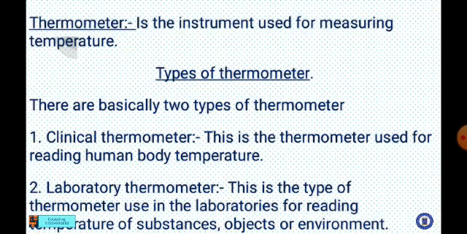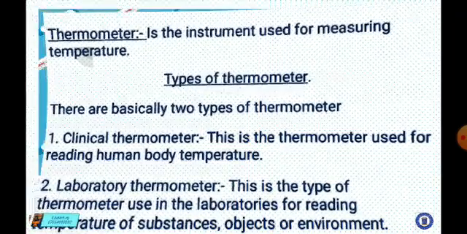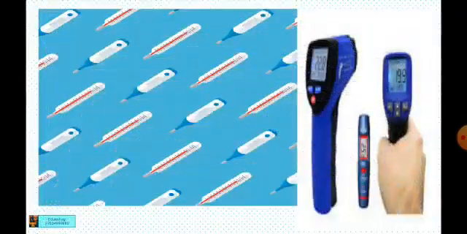Two, we have the laboratory thermometer. This is the type of thermometer used in the laboratories for reading the temperature of different substances, objects, or environment. So these are the two types of thermometer that we have: clinical and laboratory thermometer. Here are some pictures of different examples of clinical thermometer.